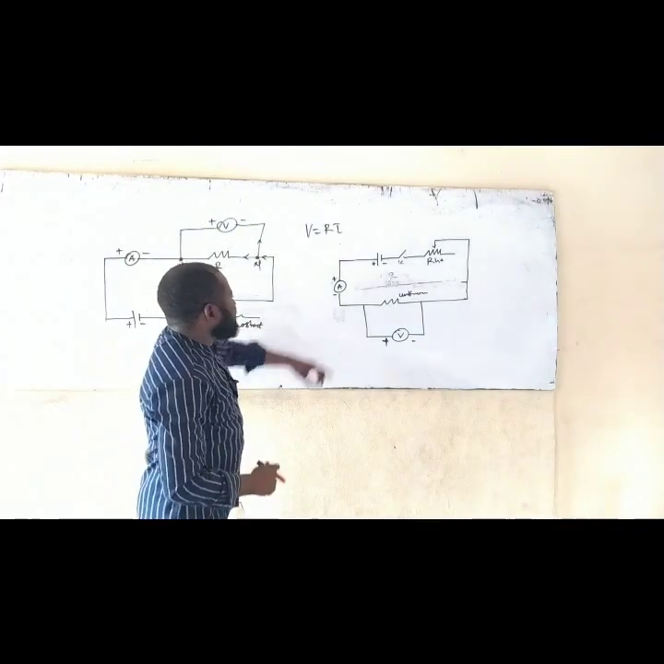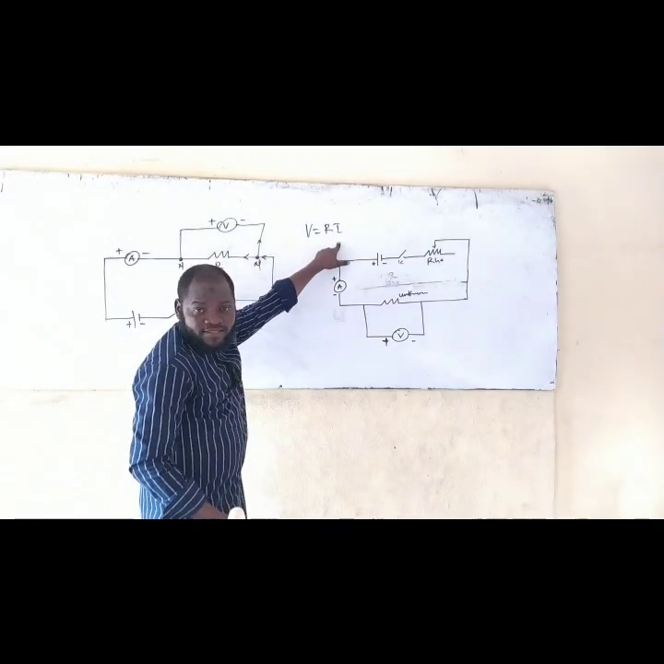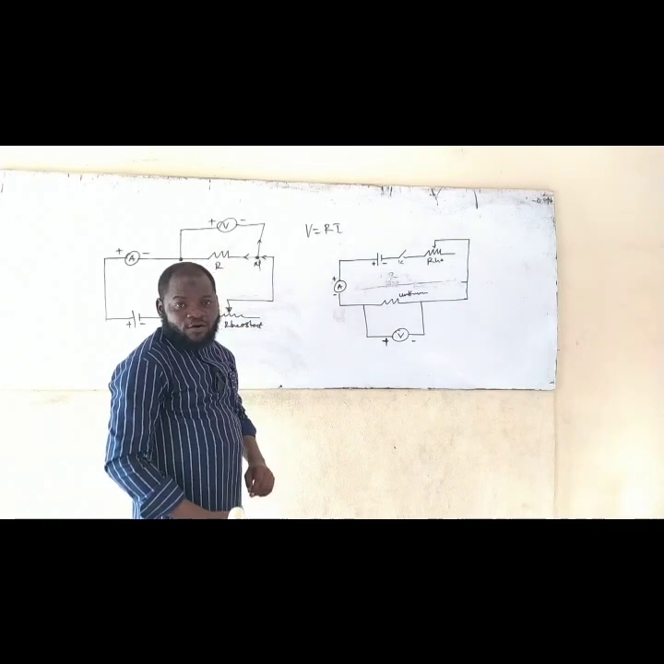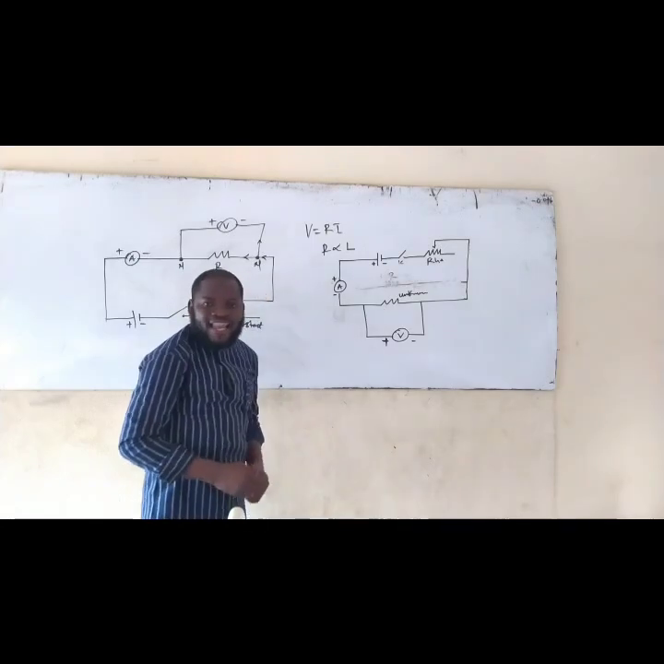So as resistance is increasing, what will be happening to current? Current is going to be decreasing. Are you getting it now? And when you look at it, R is proportional to what? Length.